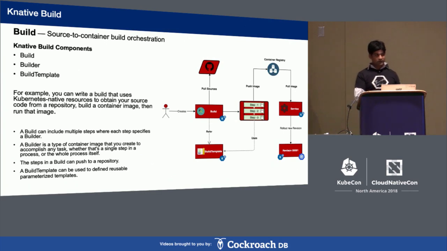If you look at it in the context of the AI lifecycle, take the data scientist code and build it so that it can run on top of Kubernetes. Knative build components are essentially build, builder, and build template. A build is a collection of steps. Each of these steps can be backed by a builder, and builders in general are container images. And a build template is a parameterized and reusable template which you can use along with your builds.